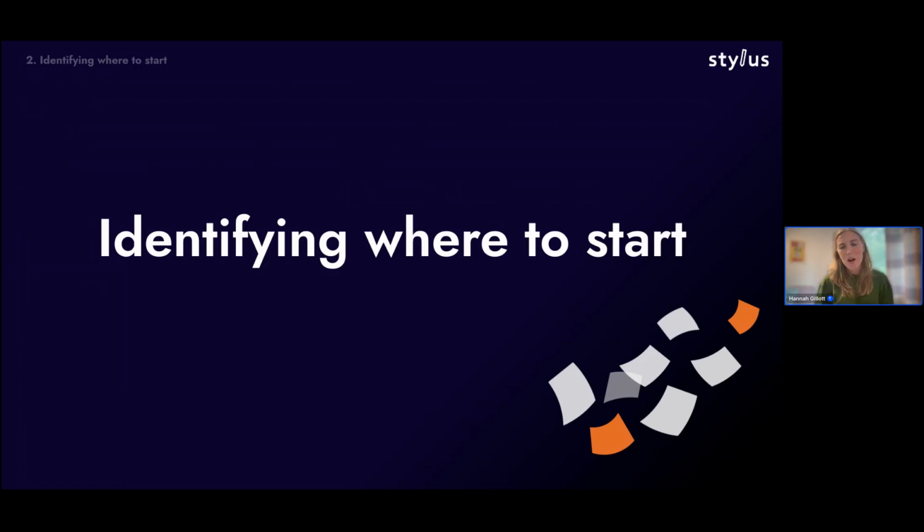So when we're identifying where to start, it's not to do with picking the newest or the coolest or the most powerful technology and finding out how that could be applicable to your school. It's much more about looking at school first and then looking outwards to see where technology might support.